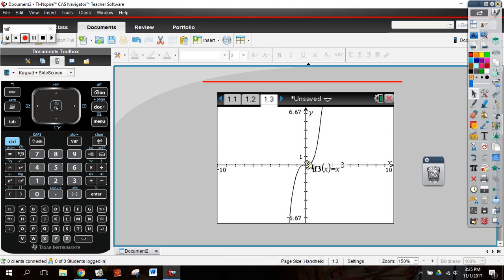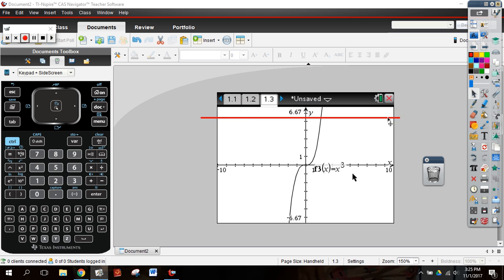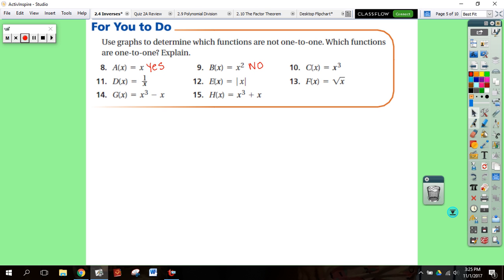Okay, the next graph that we have is the graph of x cubed. Okay, so again, if we take this graph, or this straight line, horizontal line, and pass it across the graph, we can see that it doesn't cross at any point more than once. Okay, so our graph of x cubed is one-to-one.